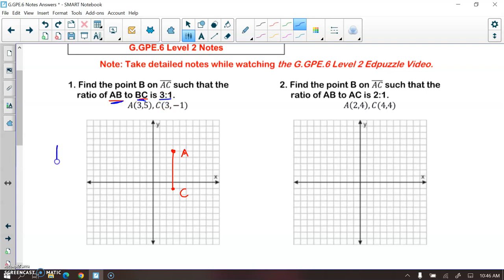So let me just draw that line off to the side of the graph here, and I'm going to show you what that means. I don't want to draw it on the graph because I don't want you to get confused at where B is at. But it means that B is going to be somewhere on this line segment so that the ratio of AB, which is this segment, to BC, which is this segment, is 3:1.